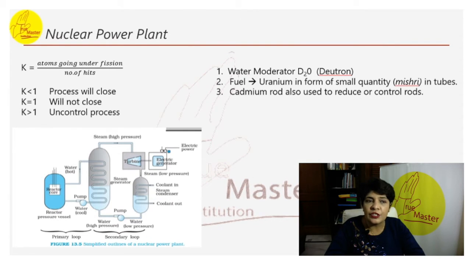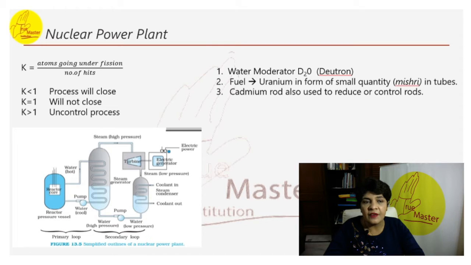In a nuclear fission plant, we take a small quantity of uranium in tubes. Because it is a process of chain reaction, to control the energy we use cadmium rods, which are called control rods. It is also surrounded by the water moderator D2O. The steam is used to move the turbine and electricity is produced.